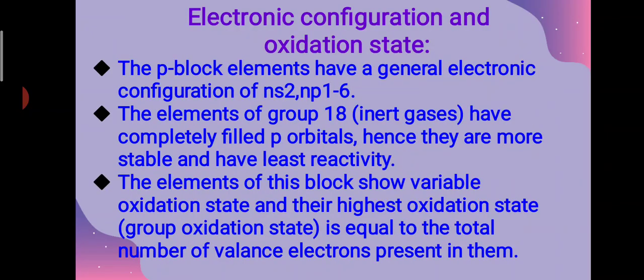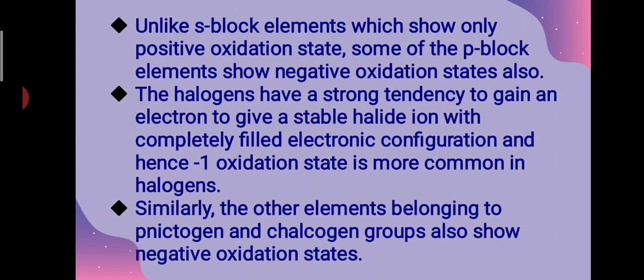So that is what they are saying here. The elements of this block show variable oxidation state. It is equal to that of the valence electrons. Valence electrons means what? Electrons in the outermost orbital, we call them valence electrons. But if you take the S block elements, unlike the S block elements, we cannot expect only the positive oxidation state. What are the S block elements? Alkali metals and alkaline earth metals. The oxidation state for alkali metals is +1. Alkaline earth metals are +2, which is very common throughout the group.